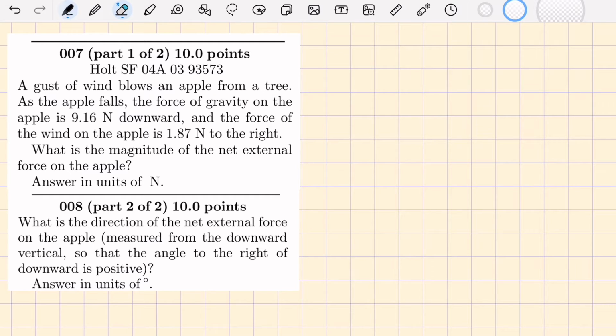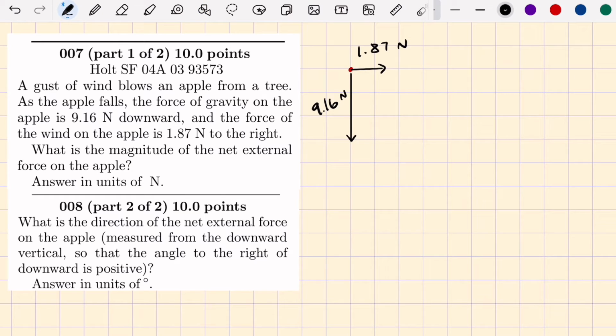Okay, so let's write down what's happening. We have the apple over here. We have a downward force of 9.60 newtons. And then we have a force to the right of 1.87 newtons. Okay. And we need to know the magnitude of the net external force on the apple. That is, we have to find the resultant vector between these two forces. So we'll do the head to tail method.